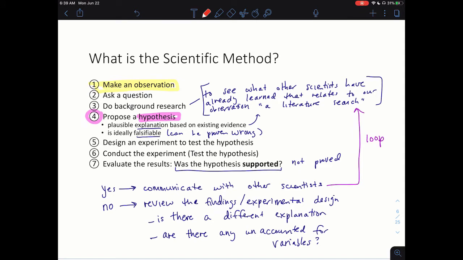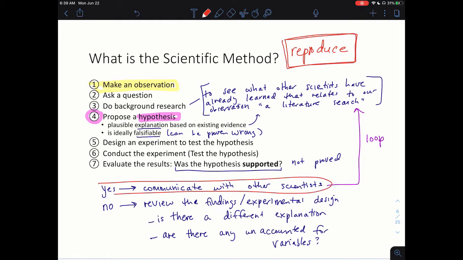Not only do we want other scientists to learn from our experiments, we want other scientists to try to reproduce our results. Our results should be reproducible. And once you've added what you've learned, you've communicated with other scientists, you've added that information to the literature, that gives other scientists the opportunity to try to reproduce your results.